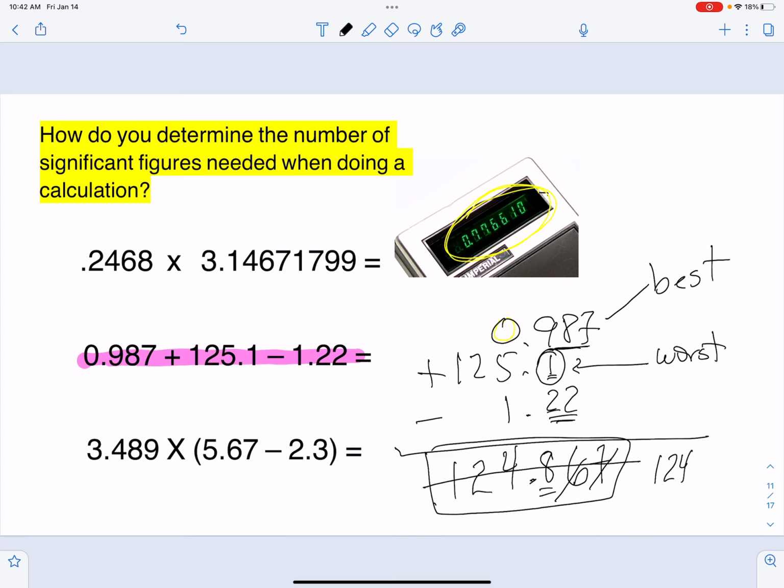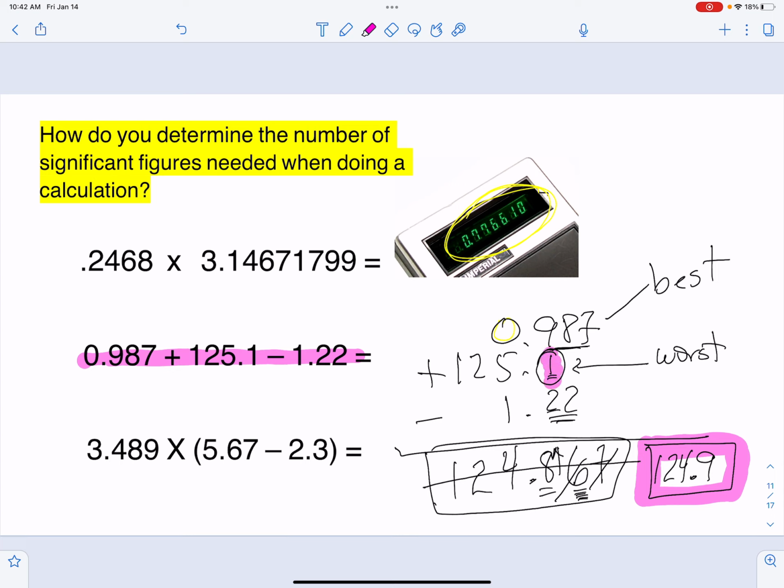But we have to review our rounding rules. The rounding rule says that if the first number that you throw out is bigger than 5, then these have to be rounded up. So my answer would be 124.9. So once more, addition and subtraction, your result has to show the same amount of decimal places as the measured number with the least amount of decimal places. In this case, 1 decimal place.